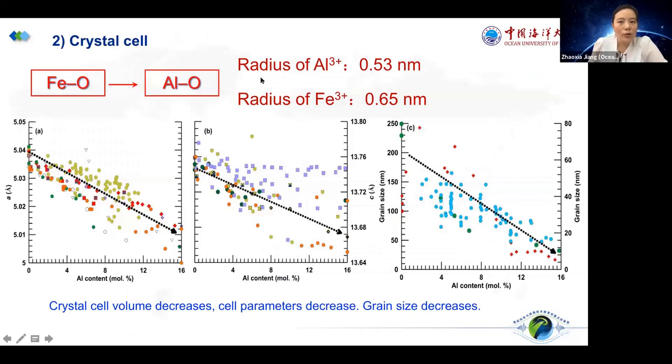In addition, because the radius of aluminum is around 0.53 nanometers, and the radius of iron is around 0.65 nanometers, when aluminum substitutes for iron in the structure, the crystal cell volume will decrease. So the cell parameters, for example a and c, will decrease gradually with the alumina content. And further, the grain size will decrease. So the whole particle size and the whole crystal cell will decrease. This is why the magnetic susceptibility and the coercivity will increase further after the alumina content is above 8%.